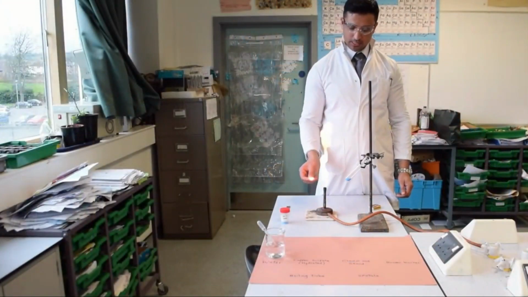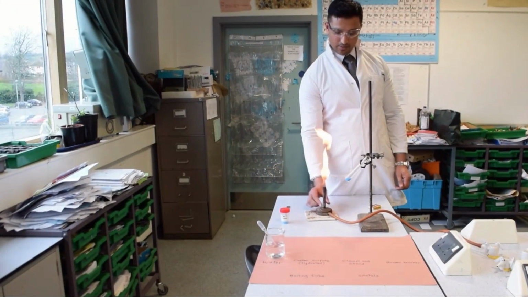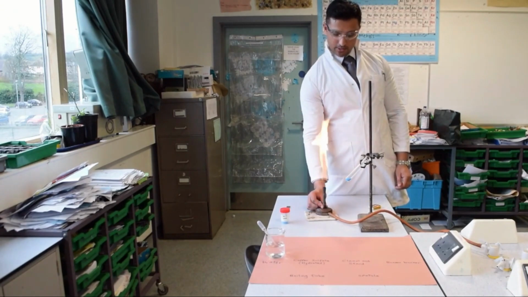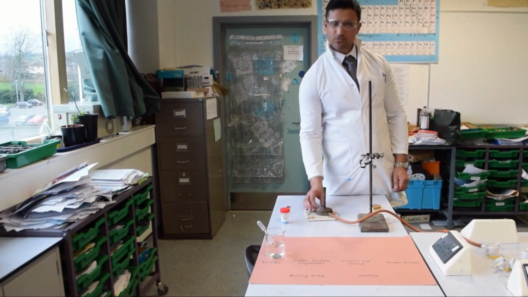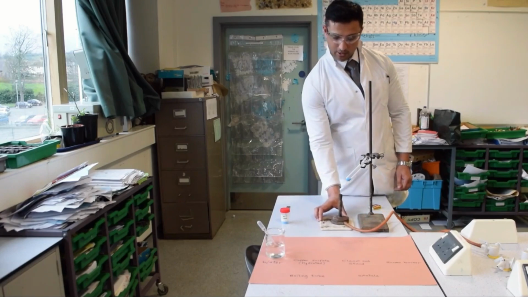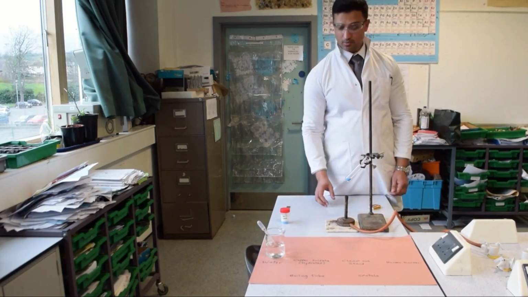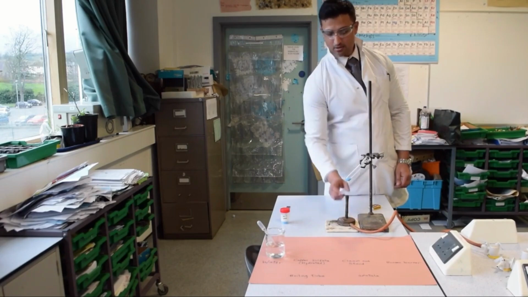So you want to make sure it's on a safety flame first. So this valve at the bottom is closed. Then you turn it so you get a nice roaring flame, and then you place it under your test tube to start to heat the copper sulfate.